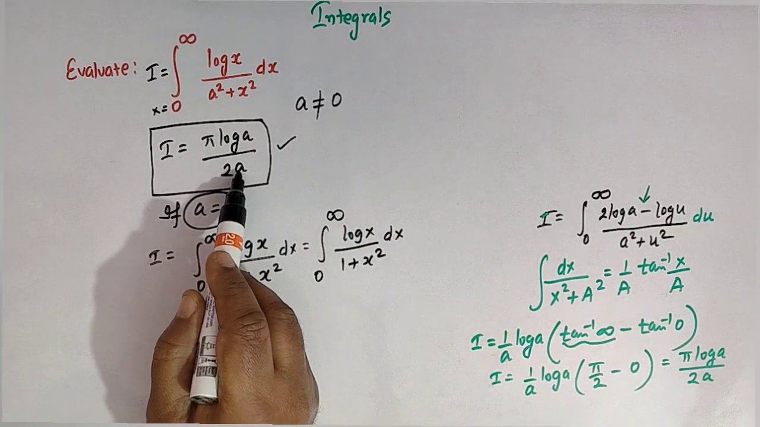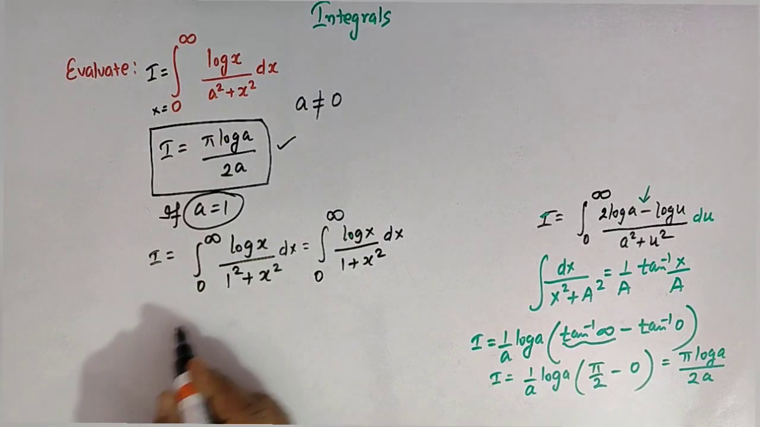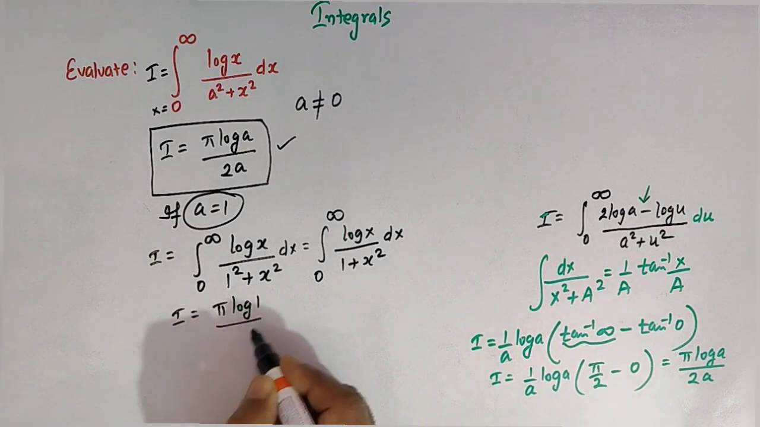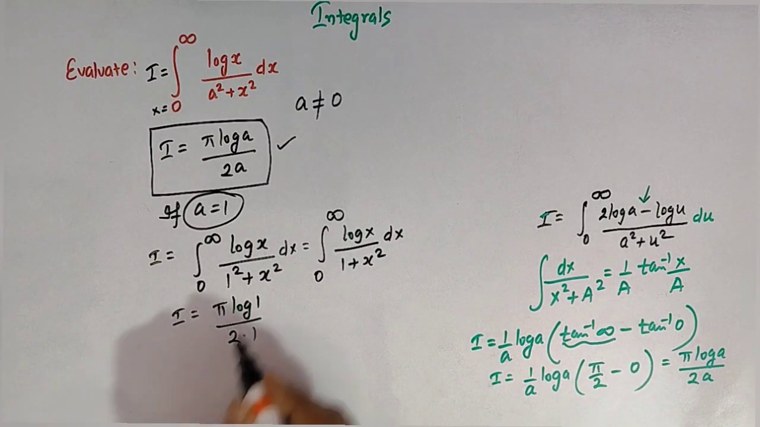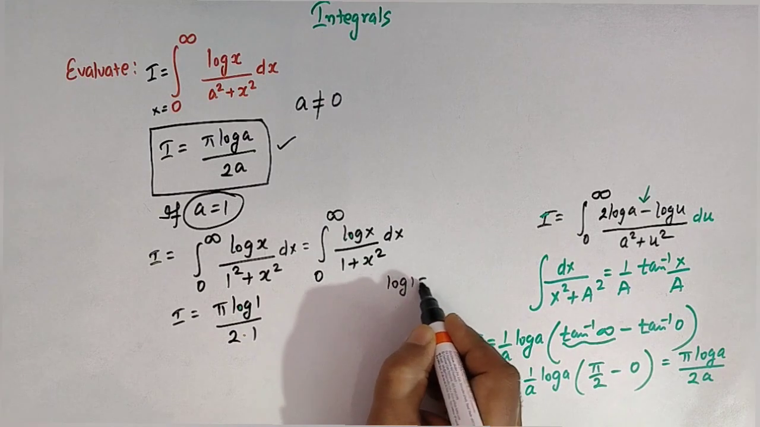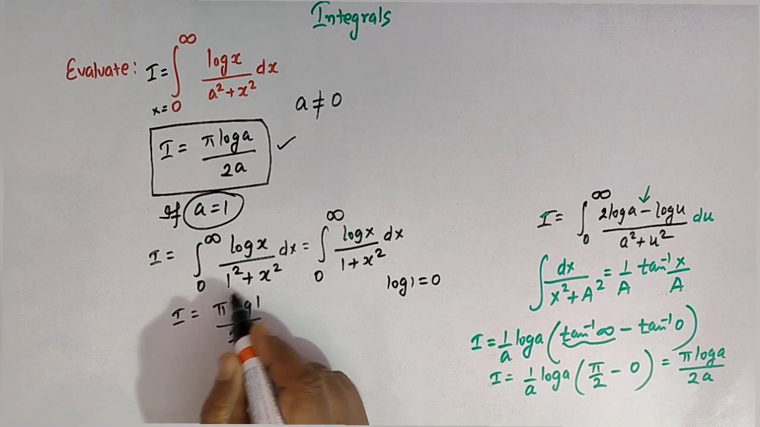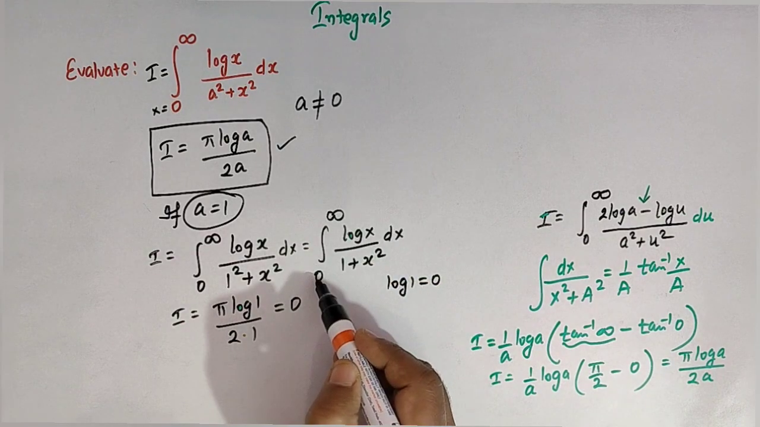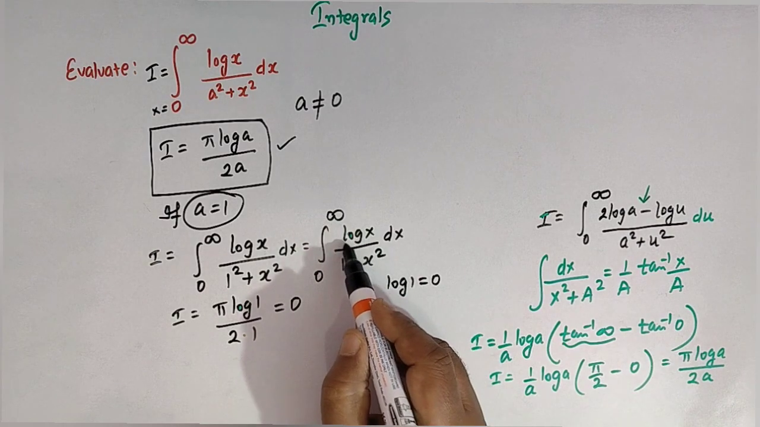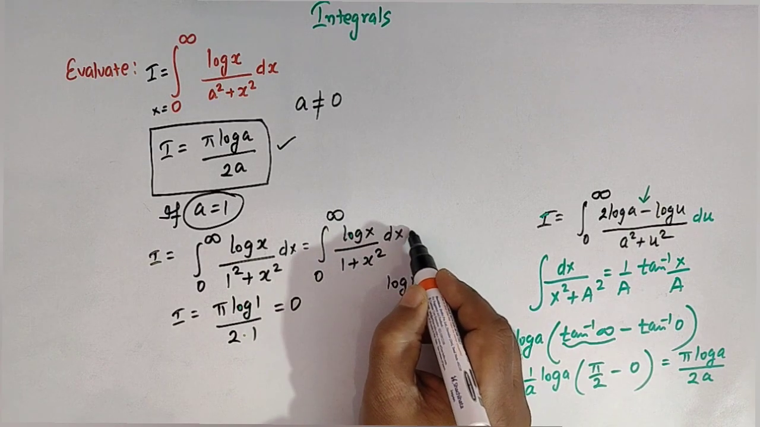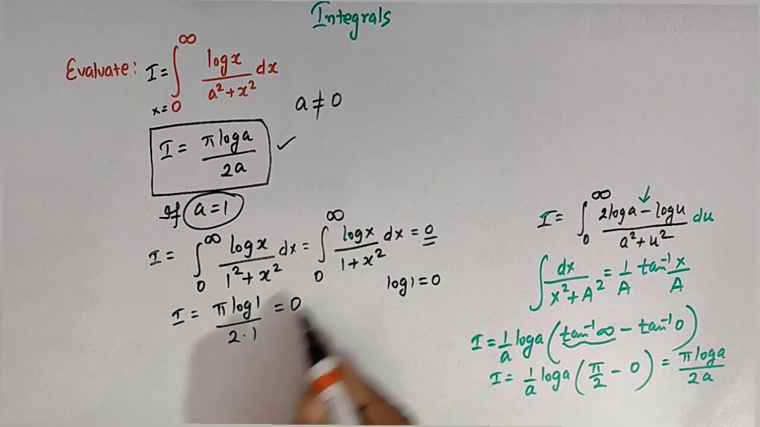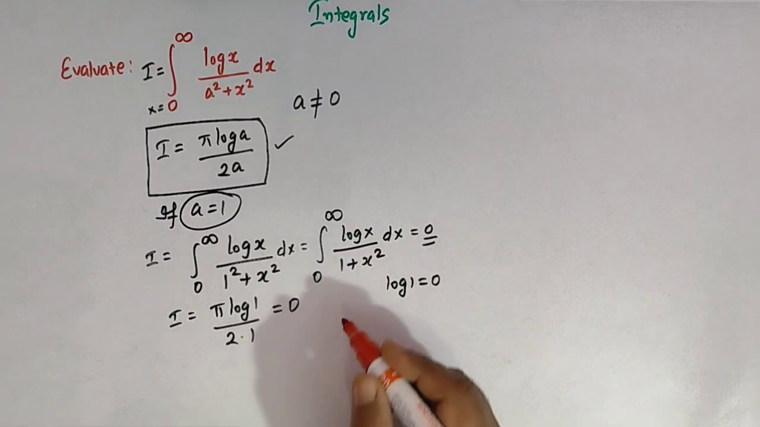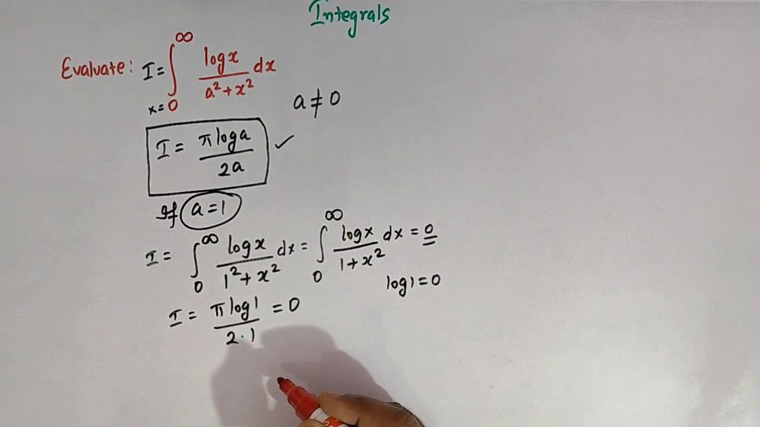Now if we take a is equal to 1 in the result, then we get I is equal to pi log 1 divided by 2 times 1, right? And we know that log of 1 is 0, so this expression is equal to 0, right? So the value of the integral from 0 to infinity of log x over 1 plus x square dx should be equal to 0 when a is equal to 1, right? Now let us make one more deduction here, right?